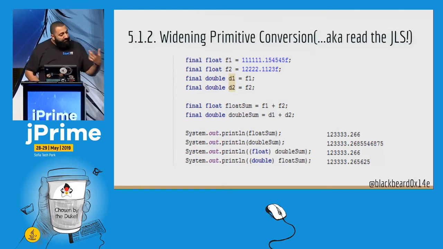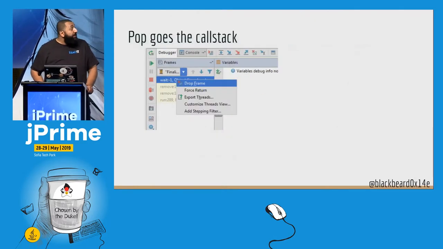Sorry, I'm running out of time, so I'm going to go through that quickly. Popping the call stack, awesome concept. When you set a breakpoint, you can just say, oh no, I want to go to the previous frame, drop this frame and go to the previous one. Awesome, right? I know this is possible in Eclipse. It should be possible in every IDE, because it's not really IDE specific. It's something in the JVM tool interface itself.